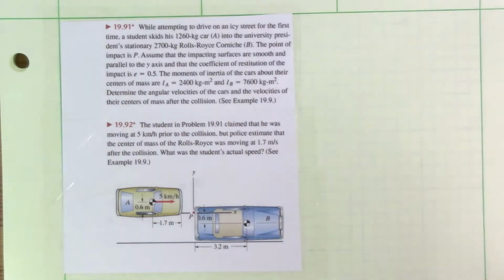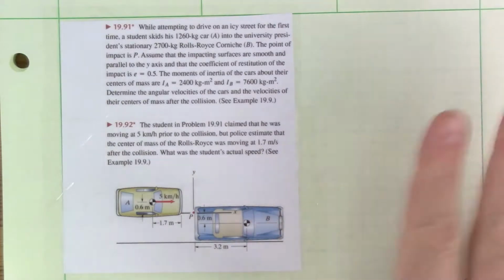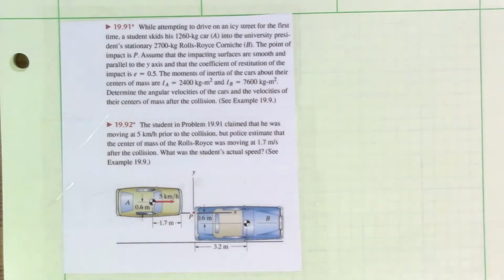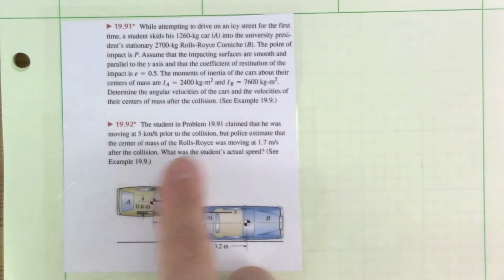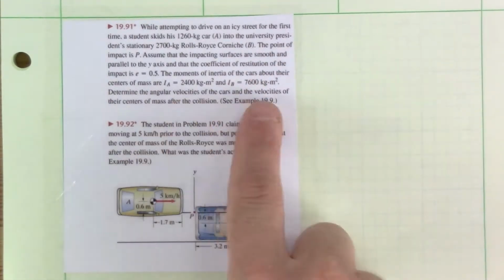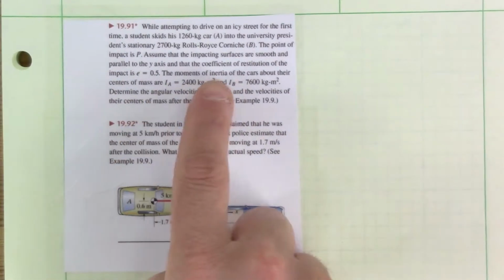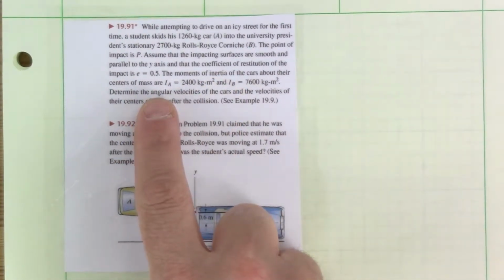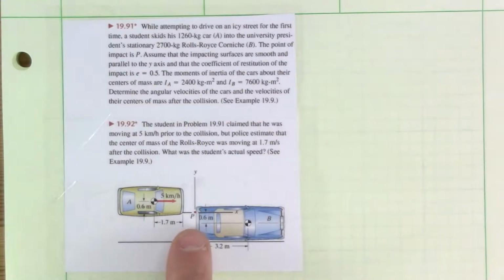But I just want to say these principles apply to the real world, and real crash scene investigators actually use a more complicated version of this analysis to basically make statements about 19.92. So in 19.91, we're given information about moments of inertia of the two cars, the masses of the two cars, and then we're given this thing called the coefficient of restitution. Okay, we'll talk about that along the way. That's kind of new here. And then we're given the geometry of the cars and the point of contact, the point of collision.